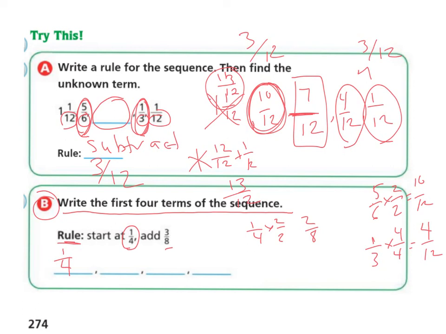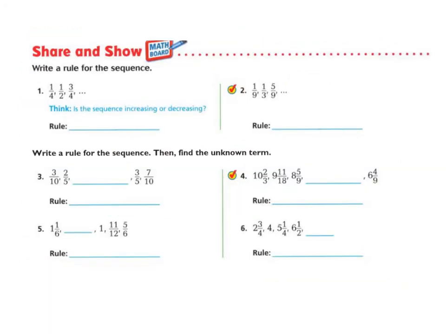So then I add 3/8 to 2/8 and I get 5/8. And then I add 3/8 to 5/8 and I get 8/8, or 1 whole. And then I add 3/8 to that and I get 1 3/8. All right, share and show. Write the rule for the sequence.